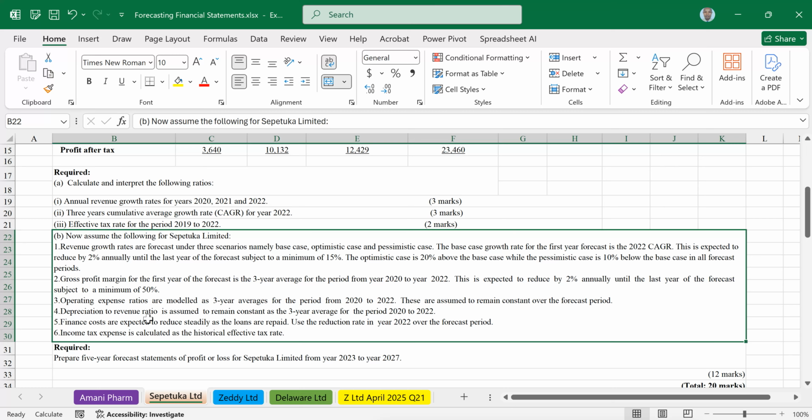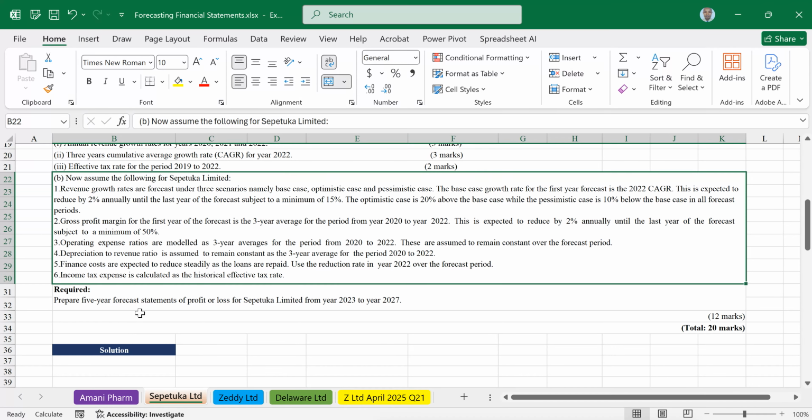Now, depreciation to revenue ratio is assumed to remain constant as a 3-year average for the period 2020 to 2022. Finance costs are expected to reduce steadily as the loans are repaid. We'll be using the reduction rate in the year 2022 over the forecast period. Income tax expense is calculated as the historical effective tax rate. Required, prepare a 5-year forecast statement of profit or loss for Sepetuka Limited for the year 2023 to 2027. Remember, that is part B of the question.